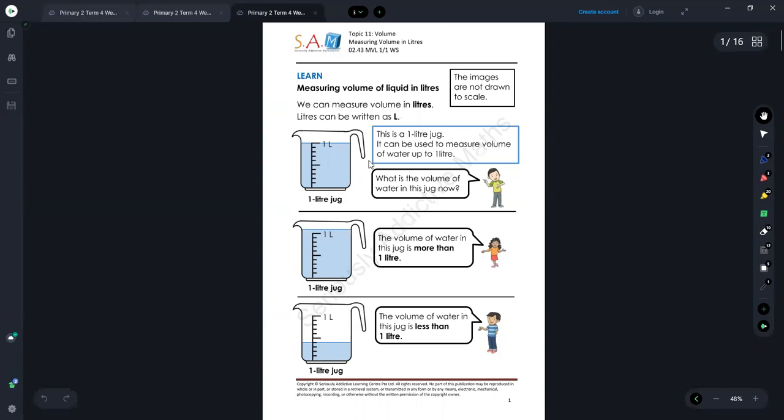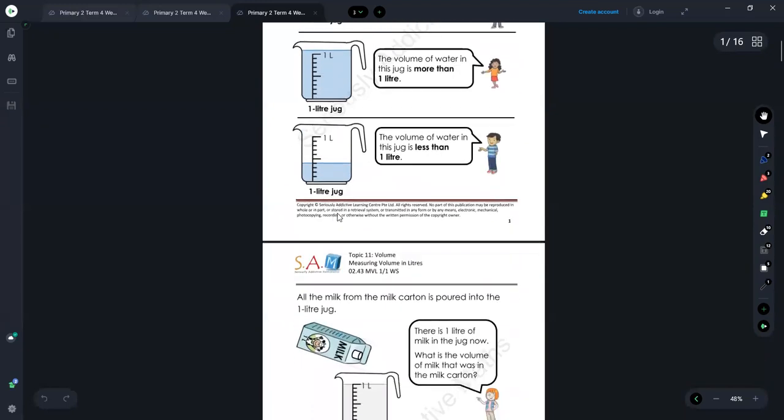So start off with this page that shows them how you can use a measuring beaker, or container or jug, to measure water. In this case, if it fills right up all the way to 1 liter, reading there, then this container has 1 liter of water. If it passes 1 liter, that means it's more than 1 liter. And if it's less than 1 liter here, this jug has less than 1 liter of water.